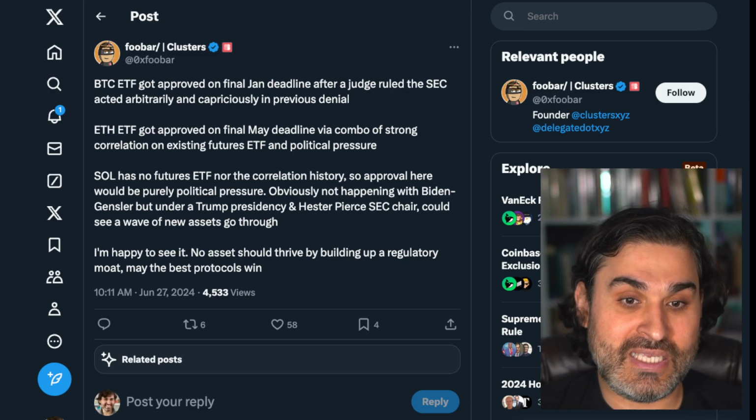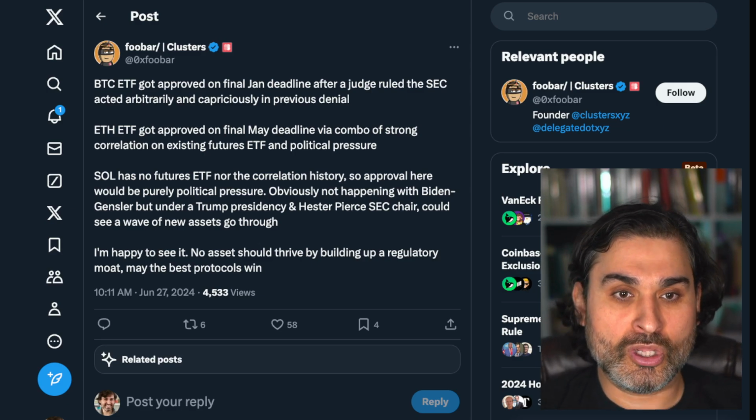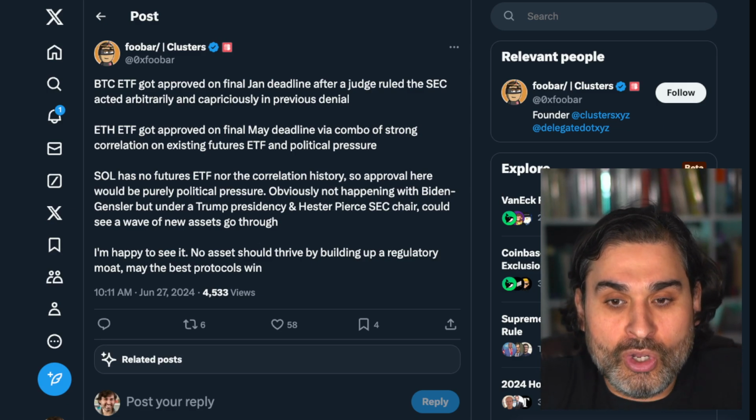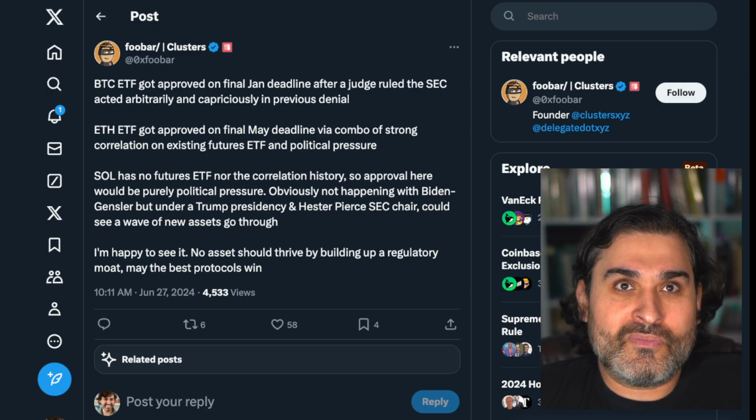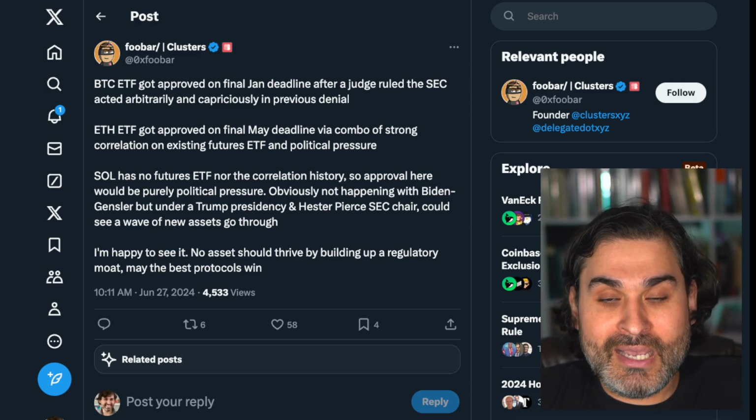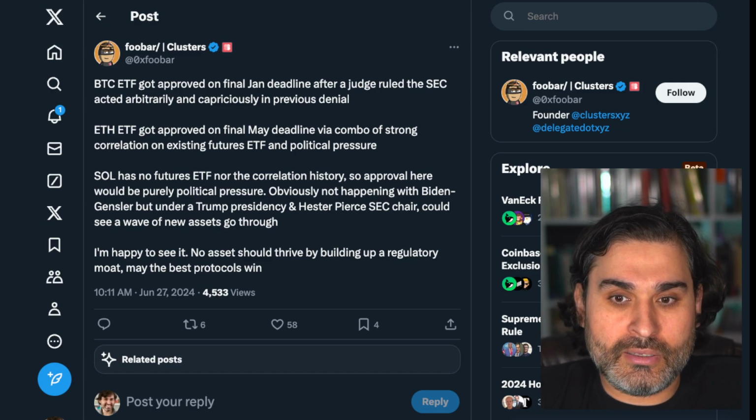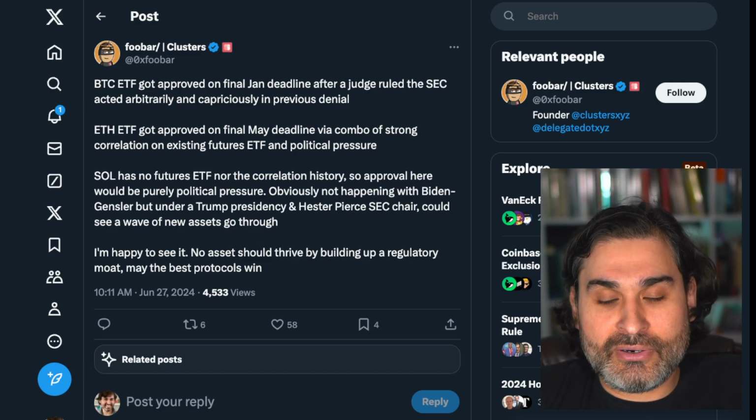He said, I'm happy to see it. No asset should thrive by building up a regulatory moat. May the best protocols win. And that's the line that I actually support. I'm not here to try to get the SEC to restrict other protocols just to pump my bags. If your protocol is the best, then more power to you. You'll win in the marketplace of ideas, as they say, right?